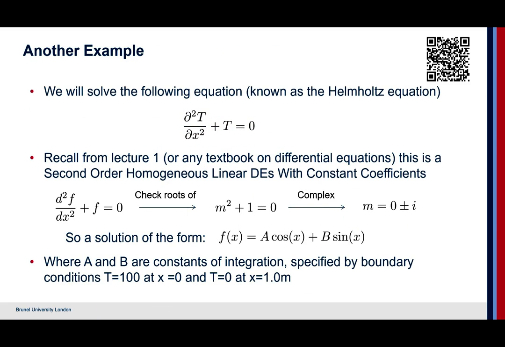Okay, so let's just start with the Helmholtz equation we solved last week. And you remember I said basically the way to solve this is really just to go to a textbook on differential equations, look up how you solve second order homogeneous linear differential equations with constant coefficients. So that's essentially the process. There's a characteristic equation you go through and you end up with a solution of this form.